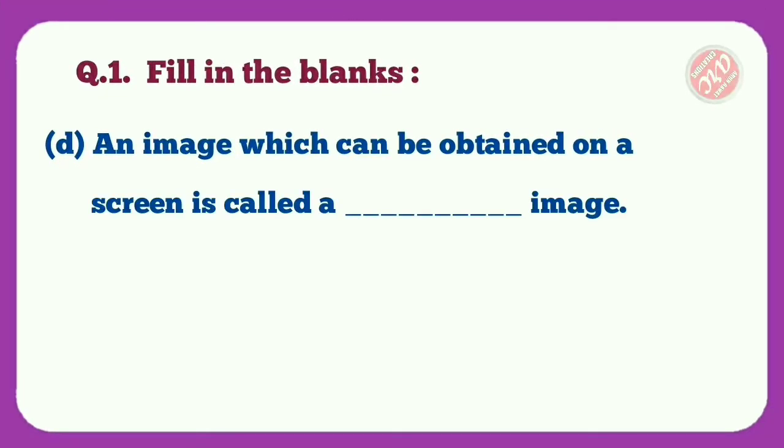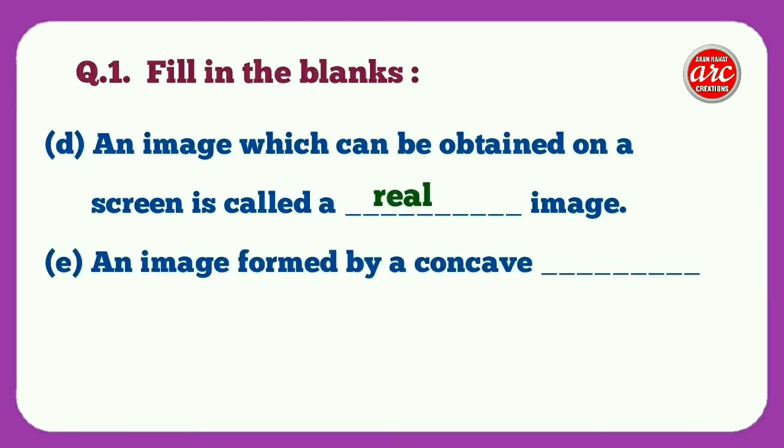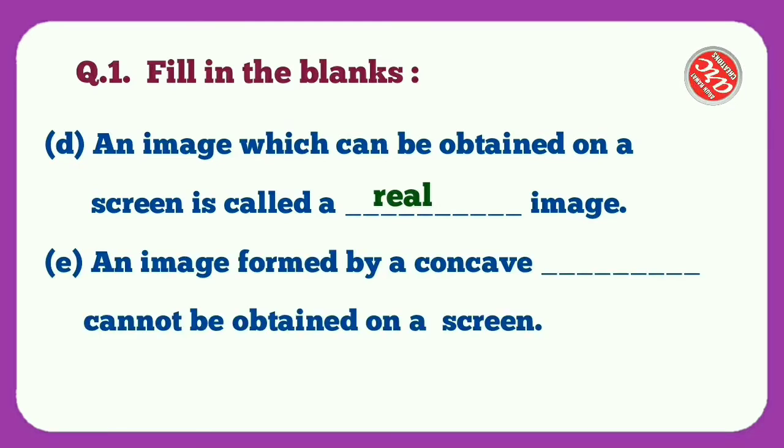D. An image which can be obtained on a screen is called a real image. E. An image formed by a concave dash cannot be obtained on the screen. The answer is lens.